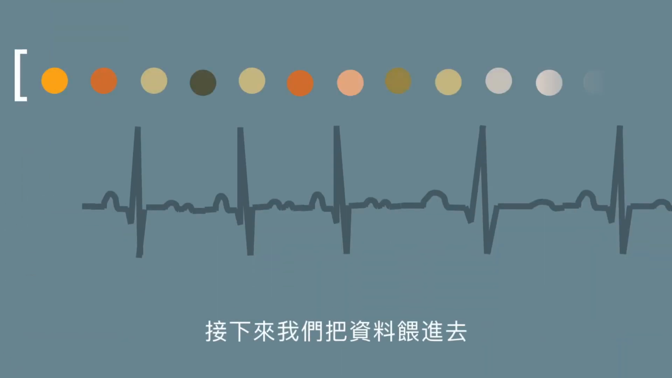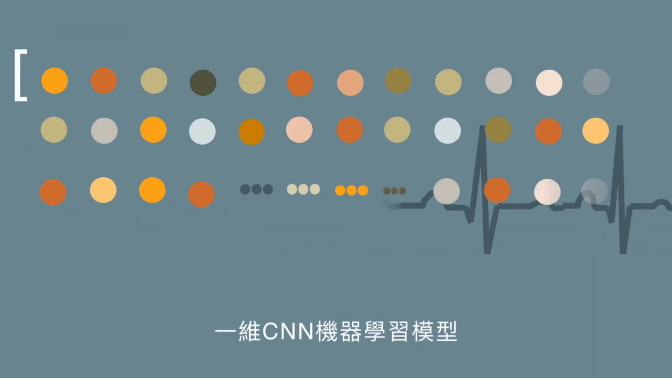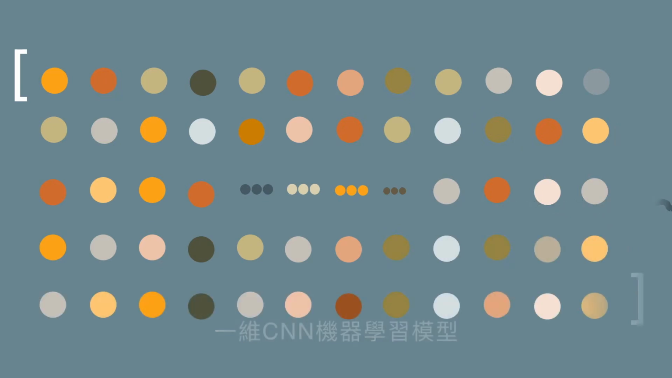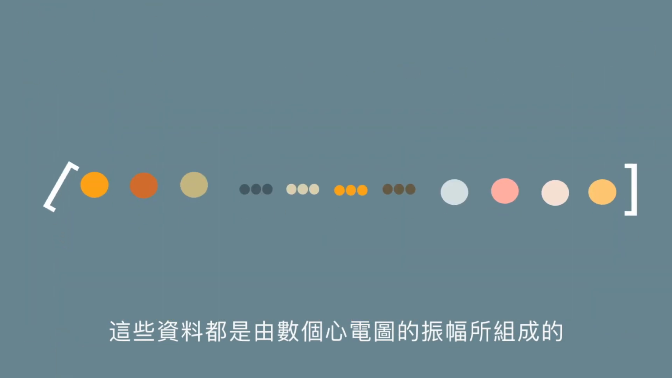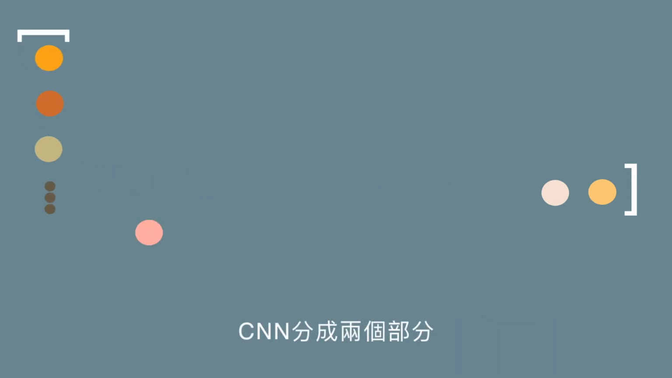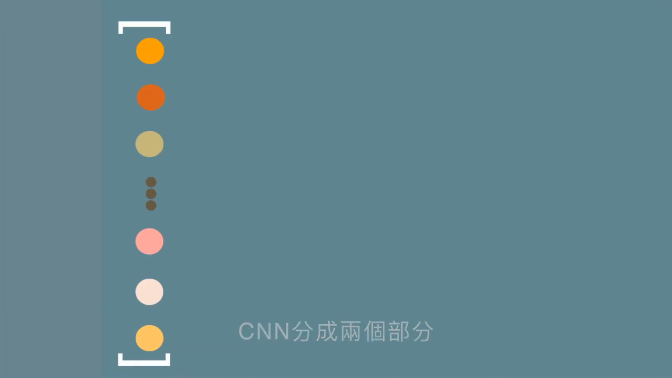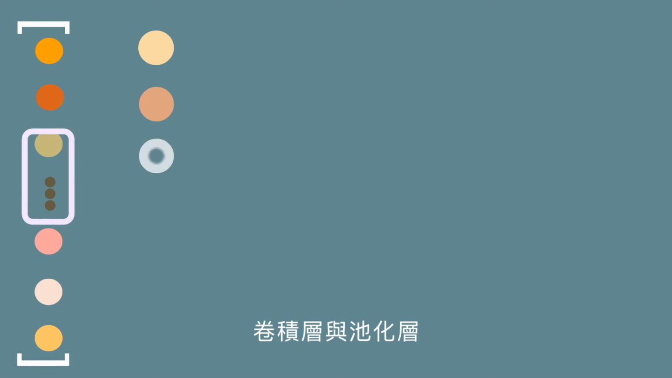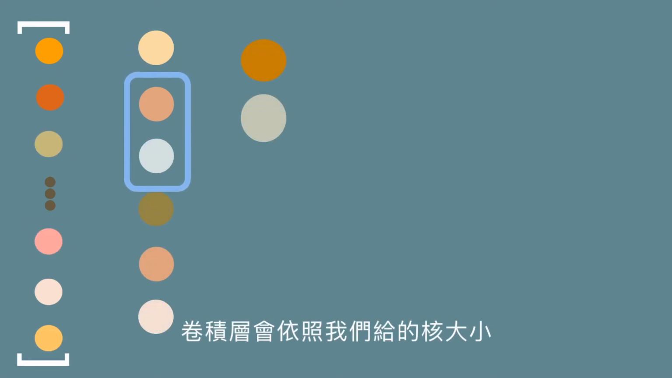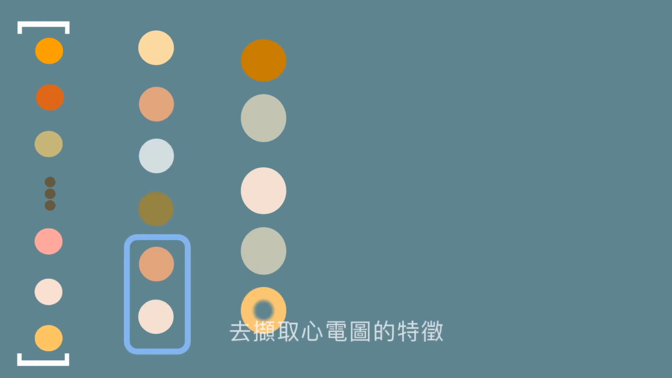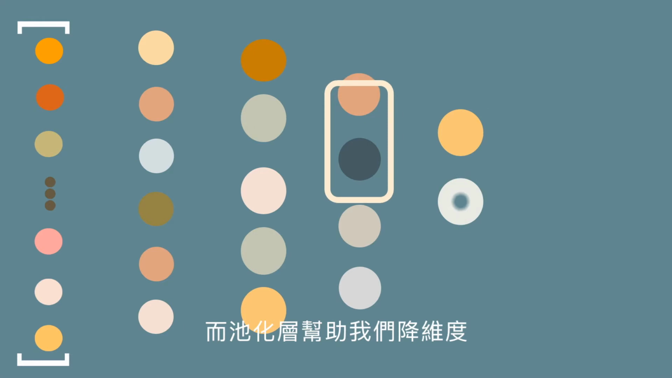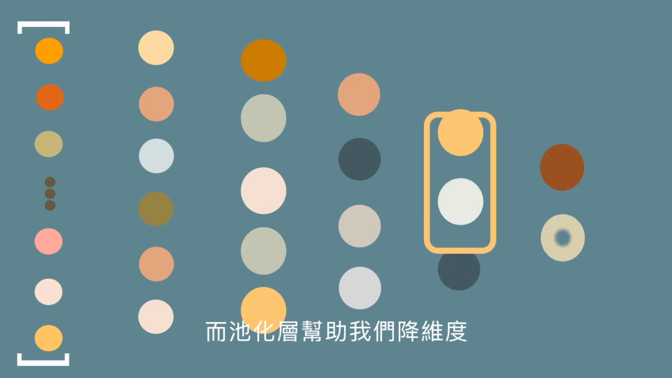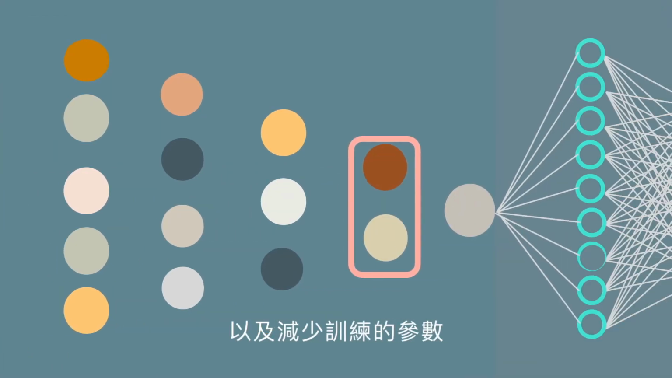We feed the data into our proposed one-dimensional CNN model, and the data is composed of the amplitude of the electrocardiogram. There are two parts in a convolutional neural network, the convolutional layer and the pooling layer. In the convolutional layer, the kernel will slide over data and extract features, while the pooling layer helps us to reduce the dimensionality and training parameters.